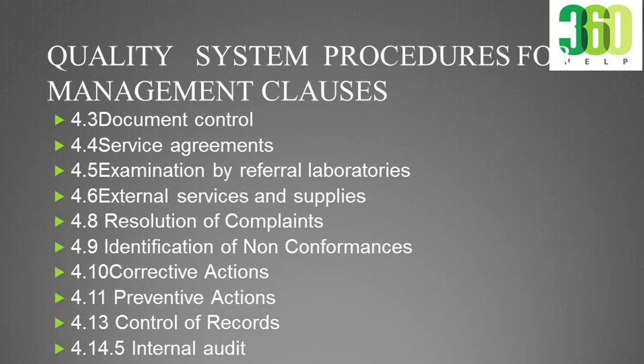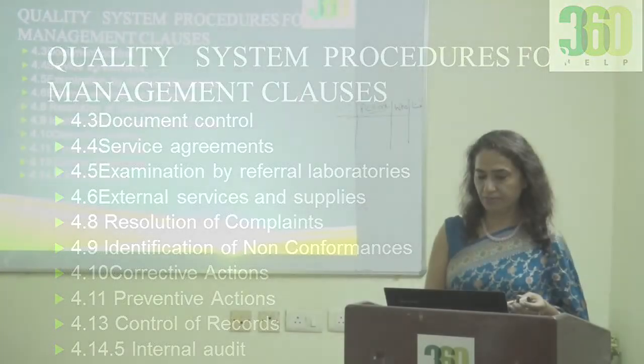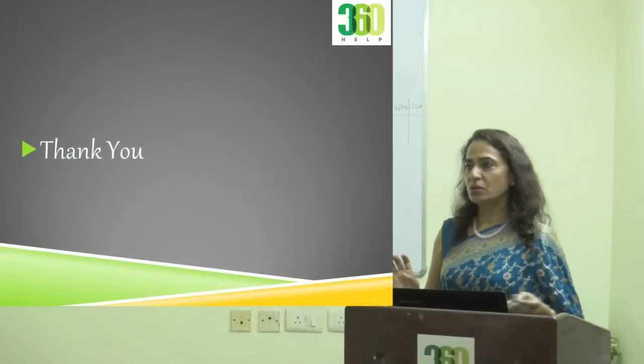Then external services and supplies. Then resolution of complaints. Then identification of non-conformances. Then corrective actions, preventive actions, control of records and internal audit. So how many procedures? 10 procedures. So if you have not written any of these procedures, it becomes a non-conformance, right? When audit happens, it's a major non-conformance not to write a procedure asked by the standard. So this was all about it.